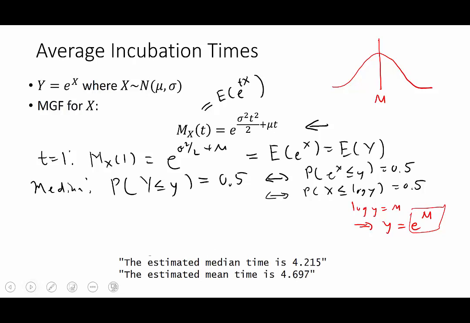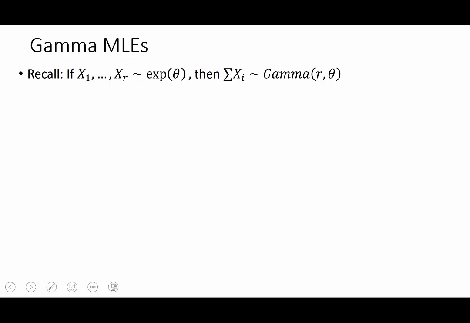The estimated median ends up being about 4.2 days, and the estimated mean is slightly larger at about 4.7 days. And that's, of course, because of the right skewness. For right skew distributions, the mean is usually larger than the median. Okay, so how does that compare with what we get for the gamma distribution and the Weibull?